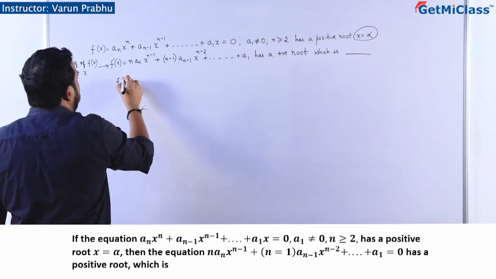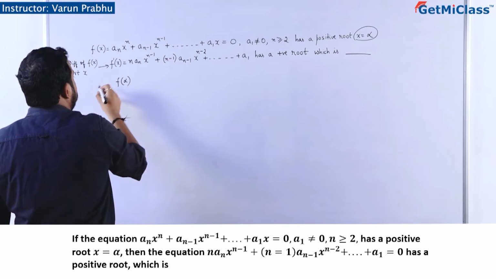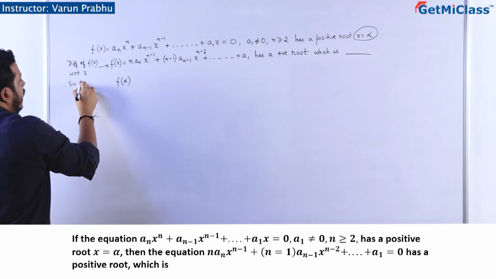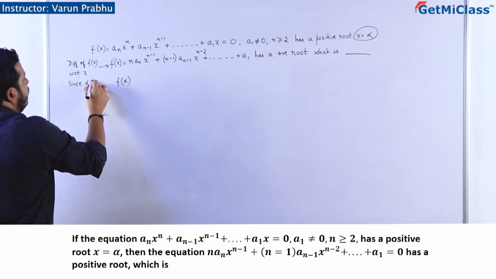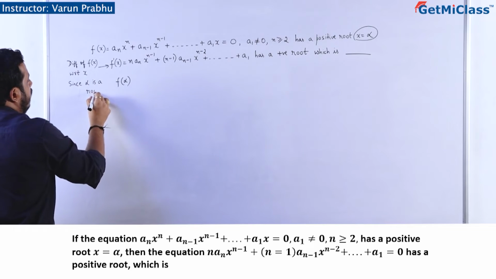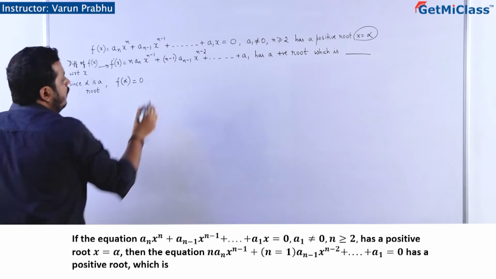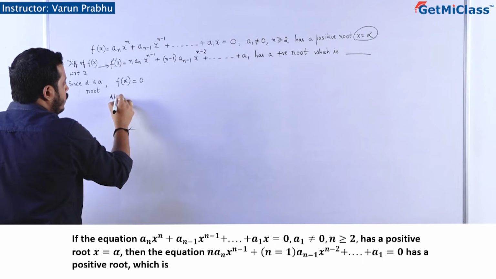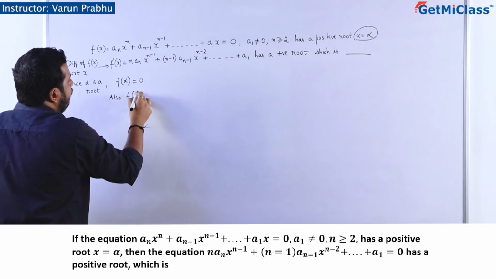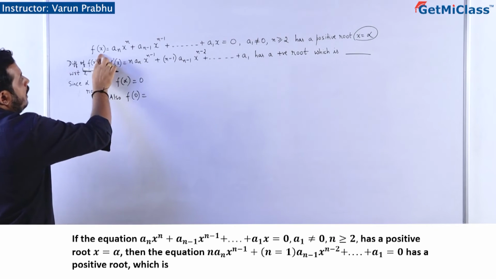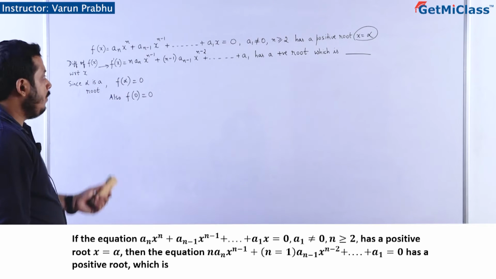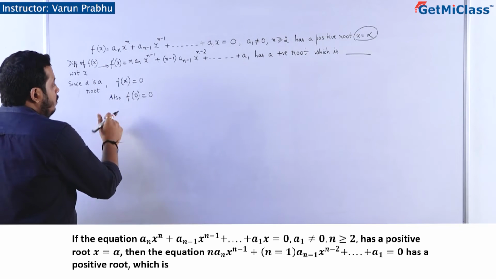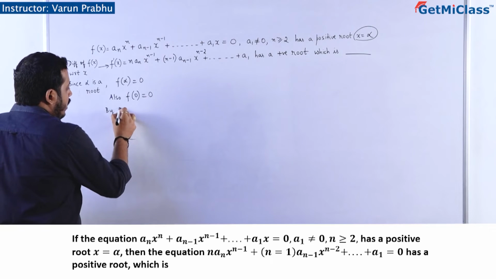Now since alpha is a root, I can say that f of alpha is equal to 0, correct? Also tell me what happens if I put x equal to 0. If I put x equal to 0 here, the answer is also equal to 0. Is it correct or not? So now we can go by Rolle's theorem.